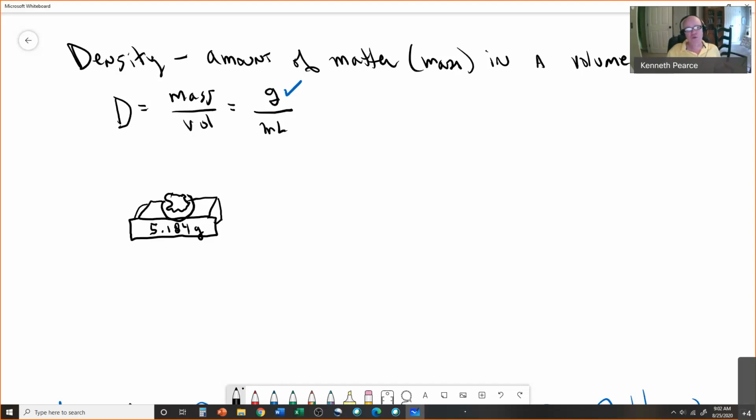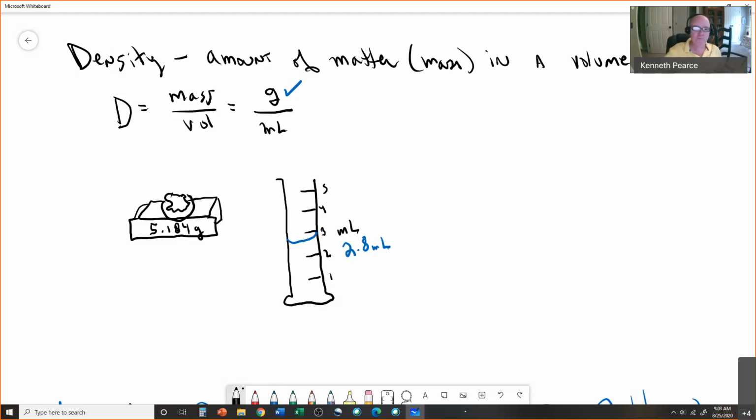Now, finding the volume is a little tricky. If it's a regular object, you can try to get the volume by measuring it, but most of the time you do it by displacement, and this is how it works. I have the grams, and I need the volume now. So you take a graduated cylinder that looks like this, in milliliters, and you put some water in it. Let's say the water is about right here. We have to estimate in between the lines, and I would say this is 2.8 milliliters for the volume.